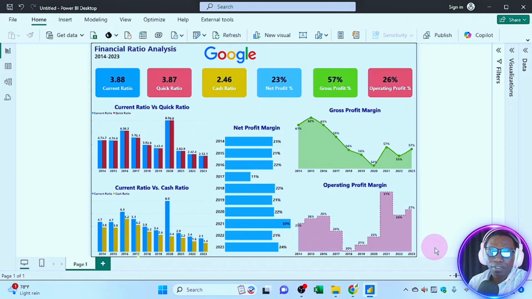And in this financial report, we are going to be looking at the financial ratio analysis of Google for the past 10 years. All this data was gotten from the financial statements of Google. You can get it on Yahoo Finance. And in this video, we want to look at the liquidity ratio and the profitability ratio.